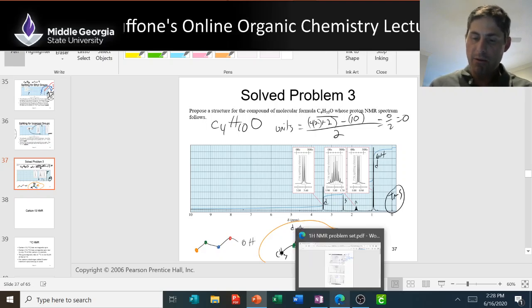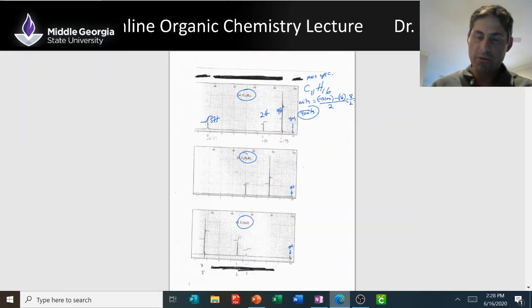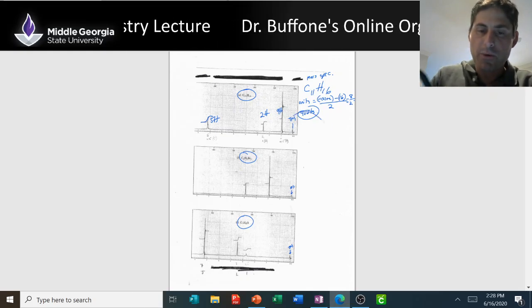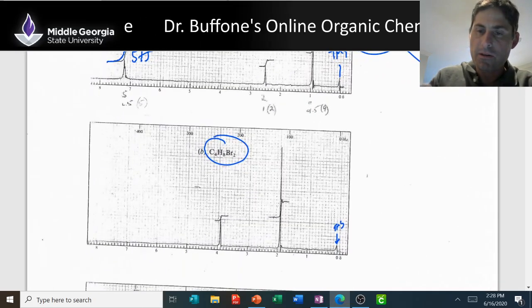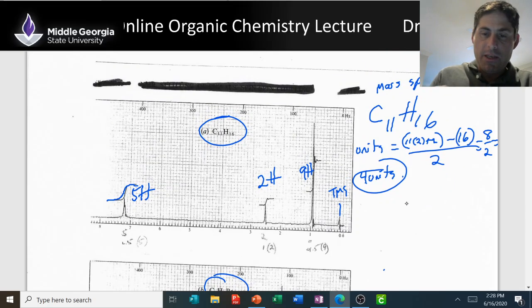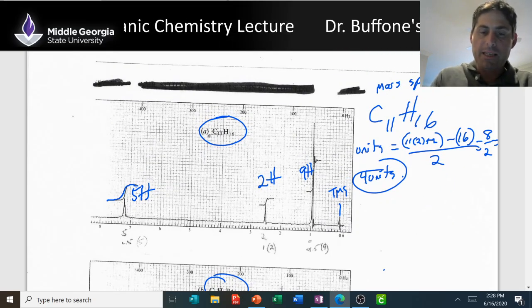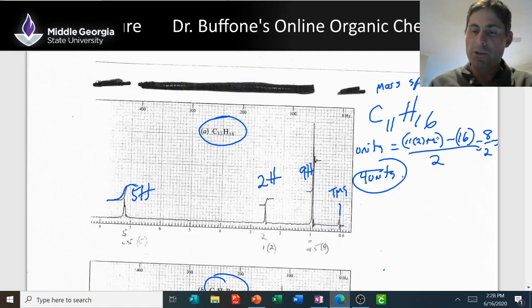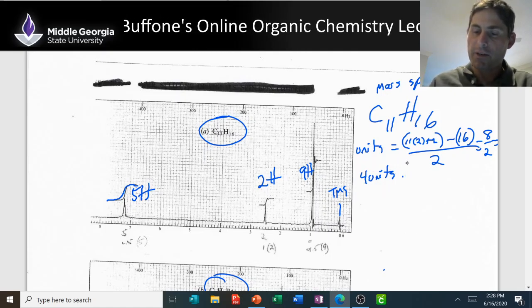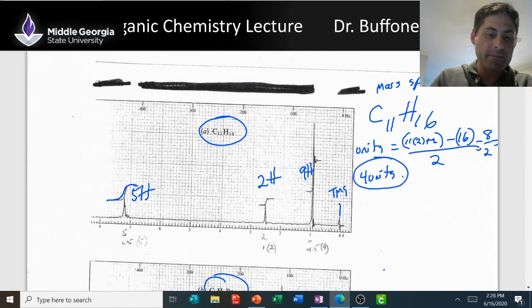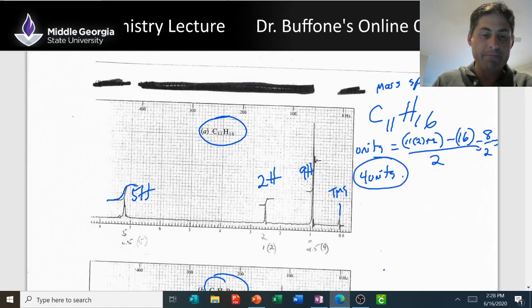That's it for the PowerPoint slides. What we're going to do is we're going to do these 3 problems. So first one, we have this NMR spectrum, C11H16. We already did the units of unsaturation. We get 4 units of unsaturation. I'm thinking aromatic. Do I have aromatic? Yes, I do. Look at that.